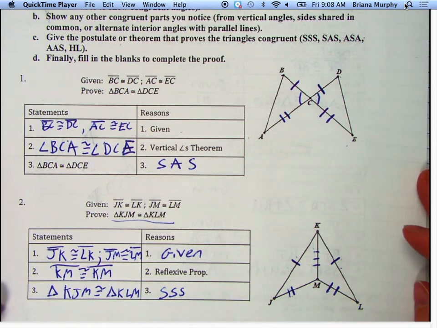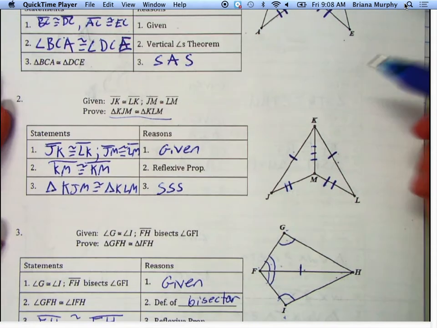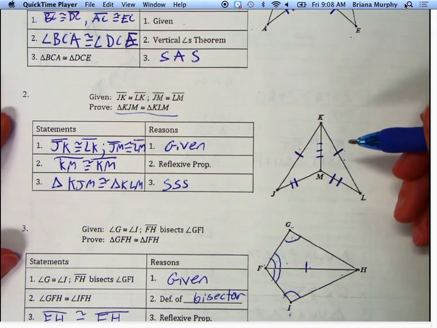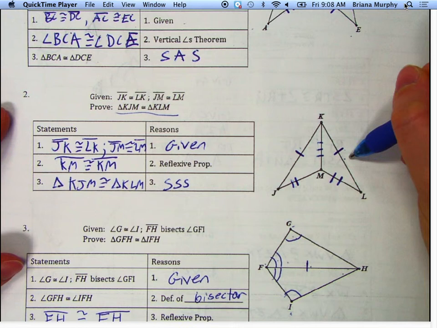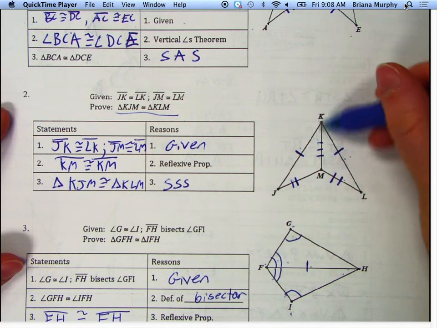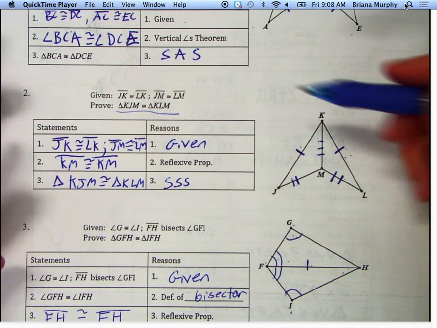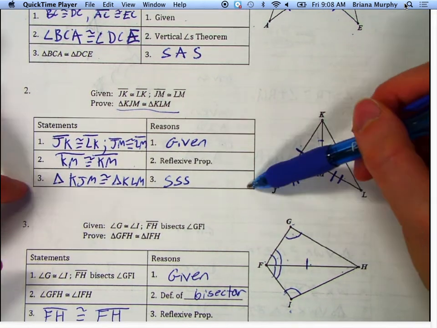Any questions about number 1? We did number 2 together, but I am going to go through it quickly, so we got it. JK and LK are congruent, I mark it. JM and ML are congruent, so I mark it. KM is congruent by reflexive, so I write down my given. KM is congruent to KM by reflexive, and they are congruent by side, side, side.